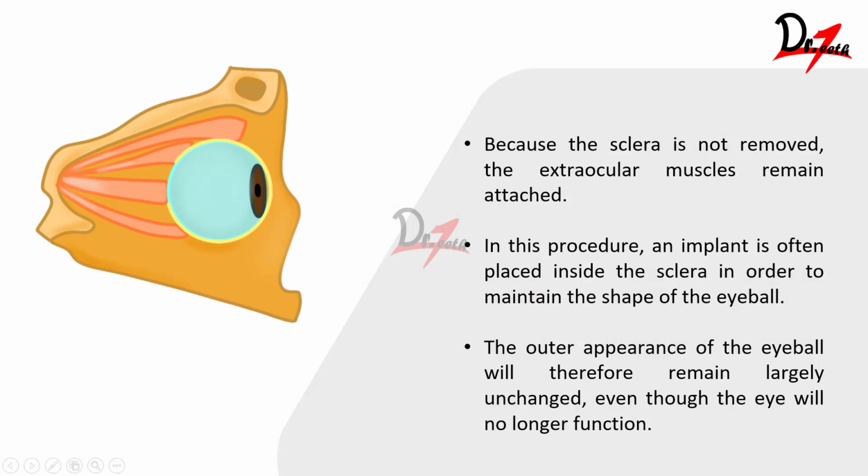Now, briefly, we'll be talking about the 3 types of orbital defect. The first one is the evisceration. In evisceration, the contents of the eye are removed, but as you can see here in the image, the outer layer of the eyeball, that is the sclera, is left intact.